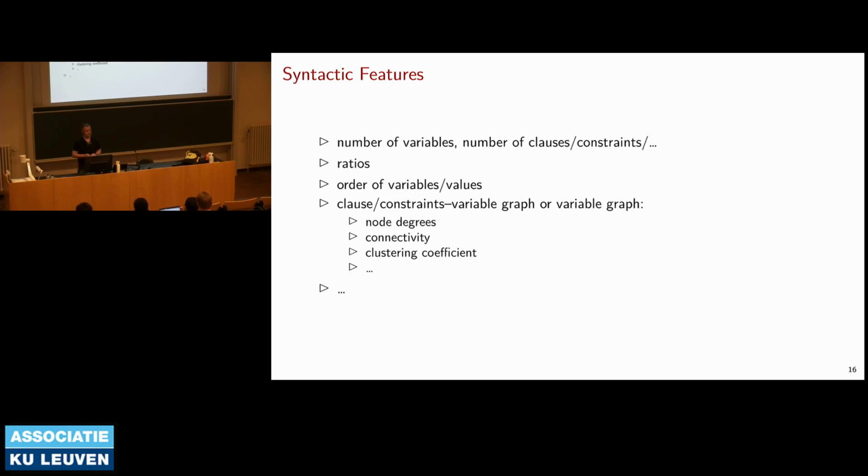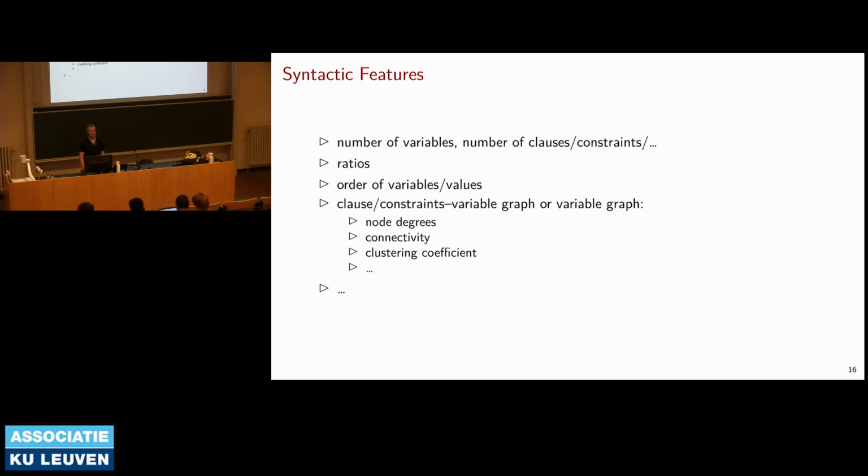Then we can have a look at things like the order of variables and the values in the domains. We can have a look at various graph representations of the problem. So for example, for constraint problems, we can have a look at the primal graph, where each variable is a node, and the nodes are connected by edges if they're in the scope of the same constraint. And of course, once we have a graph, we can do all kinds of analyses on graphs. So we can, in particular, have a look at node degrees, the connectivity of the graph. We can have a look at clustering coefficients, small world properties, etc., etc.